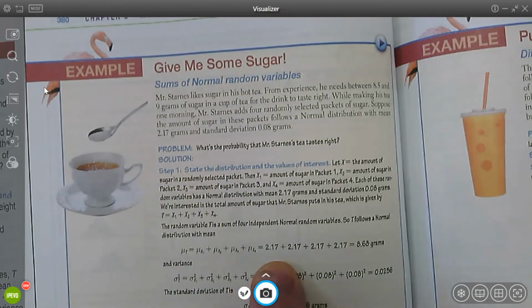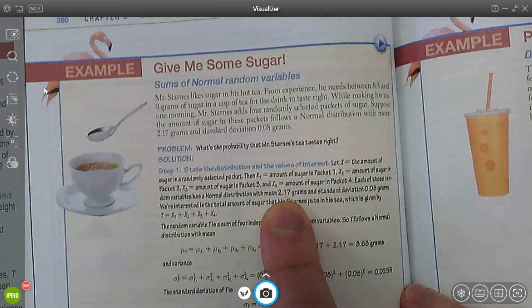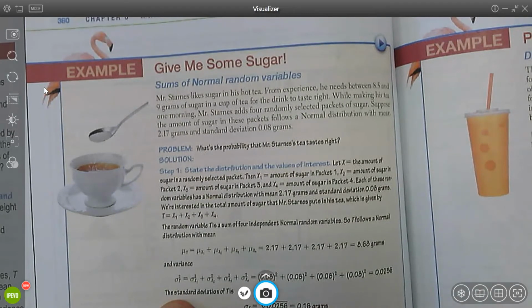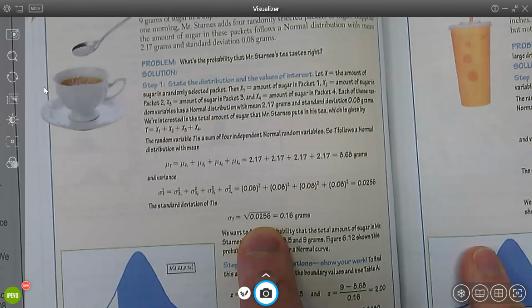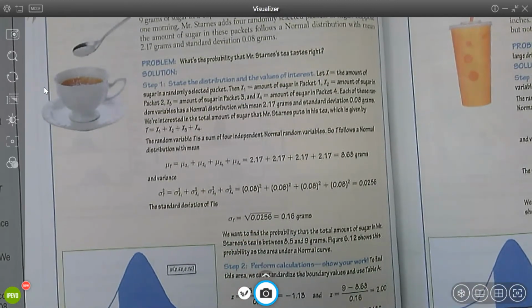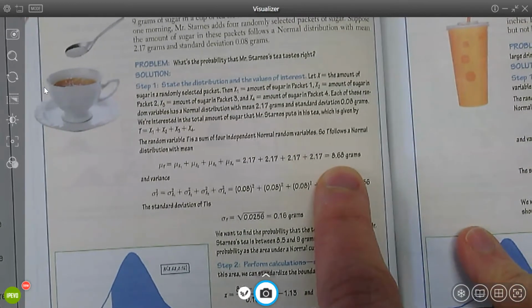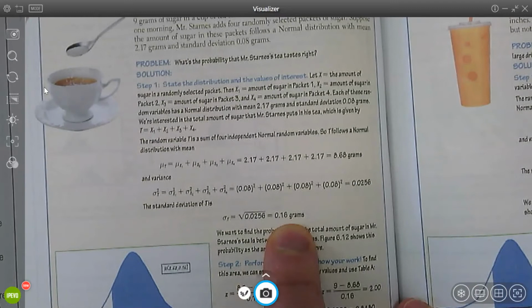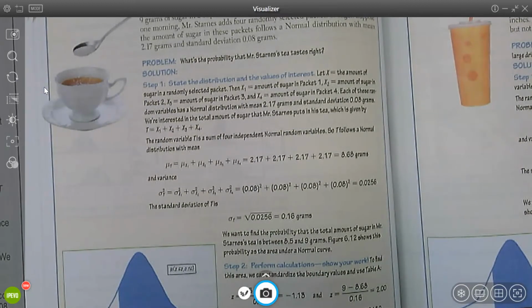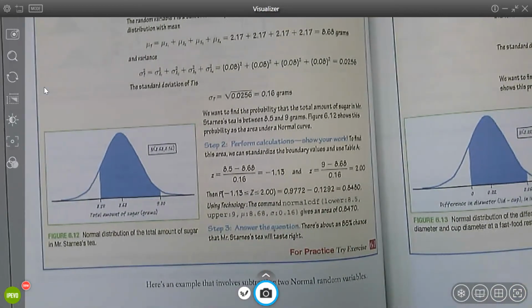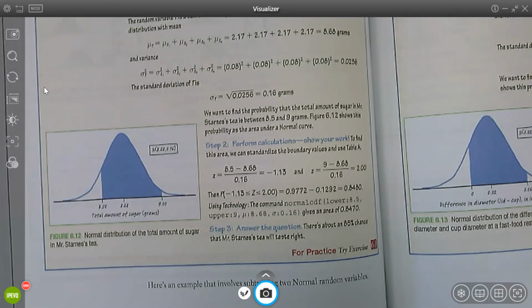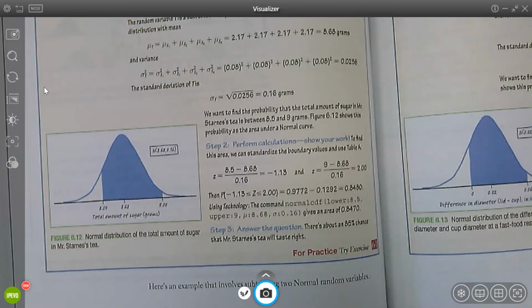So the total, means play nice, just add up the total. The mean of each packet is 2.17. Add that up 4 times. Standard deviation, I'm going to have to add the variance 4 times and then take the square root of that. So now I have this continuous random variable where for the 4 packets, it has a mean of 8.68 grams and a standard deviation of 0.16 grams. And now I can answer this question, what's the probability that he's going to have between 8.5 and 9 grams of sugar, which means his tea tastes just right. So a couple z-scores, a couple normal CDF calculations, and that's going to give you your probability. But you have to understand how to set that up.